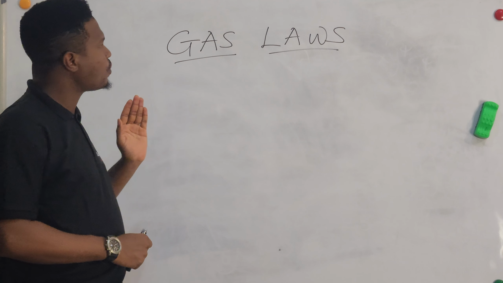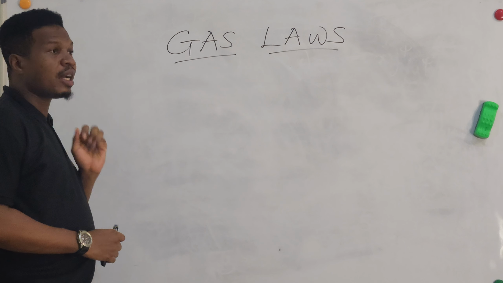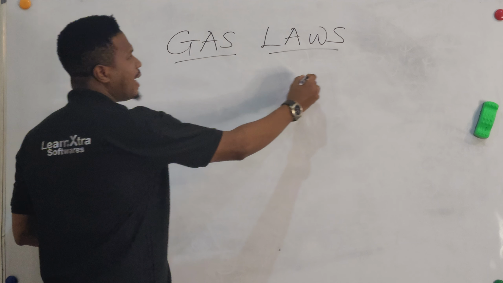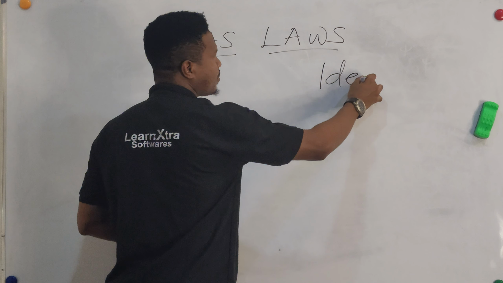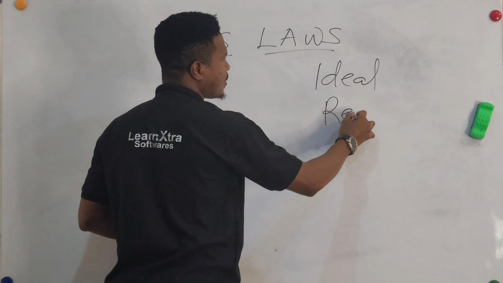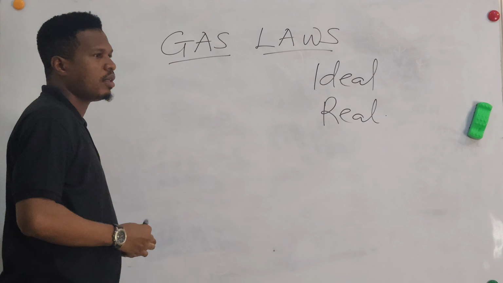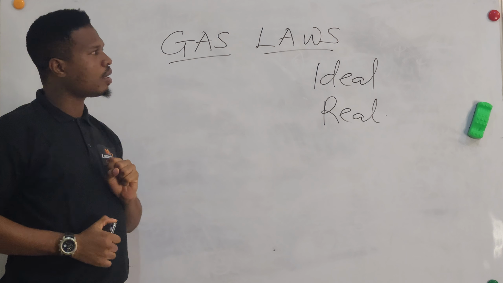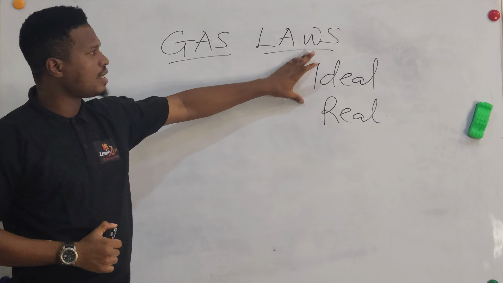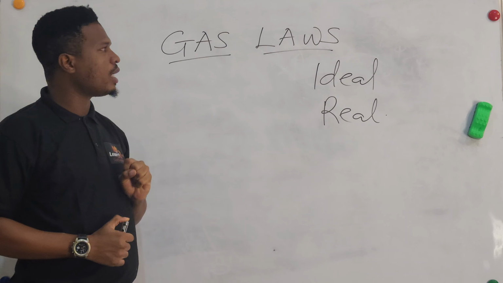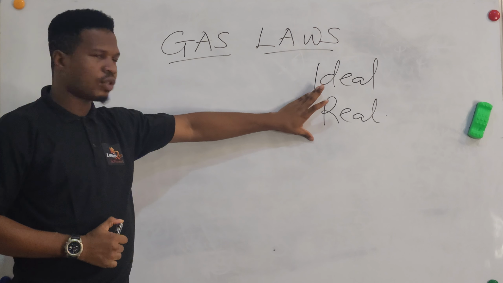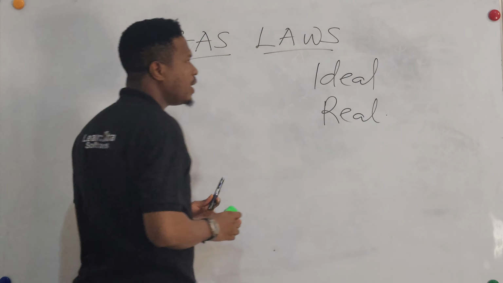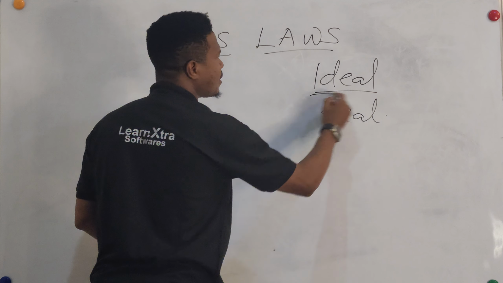But first of all, we have to know that there are two types of gas. We have what we call the ideal gas and the real gas. For the ideal gas, there are laws governing these gases, and those are what we're going to be looking at today. We also have laws governing the real gas, but today we'll be looking at the laws governing the ideal gas.